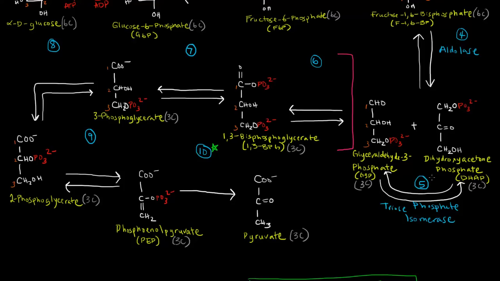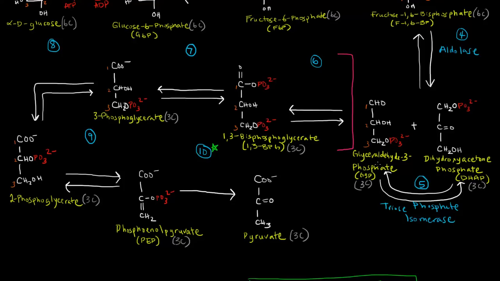So triose phosphate isomerase. Triose means 3-carbon sugar. Phosphate means that 3-carbon sugar has a phosphate group on it, and it's going to isomerize it, which means it's not going to add or remove anything. It's just going to move around the atoms that are already there. So this is the triose phosphate. It's a 3-carbon molecule with a phosphate group on it, and we're going to isomerize it. We're just going to turn it into G3P.